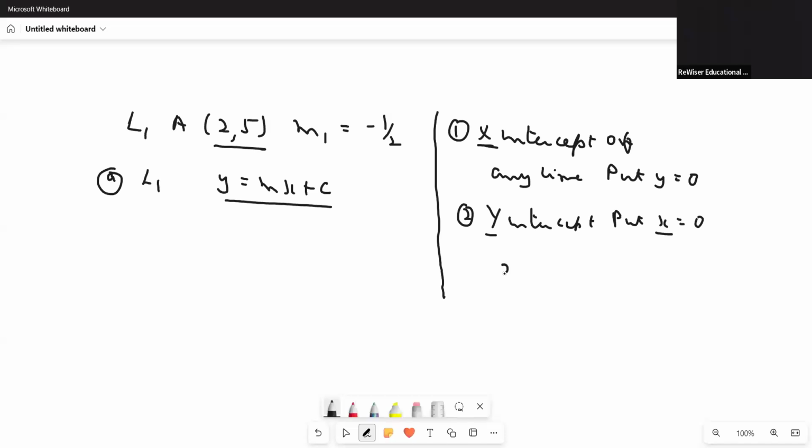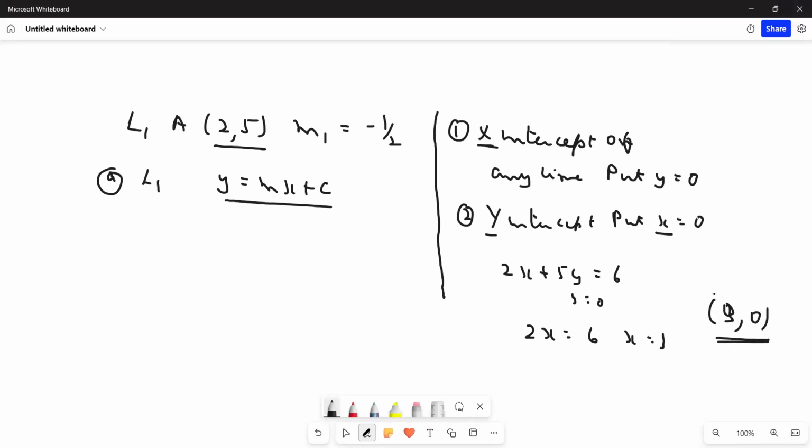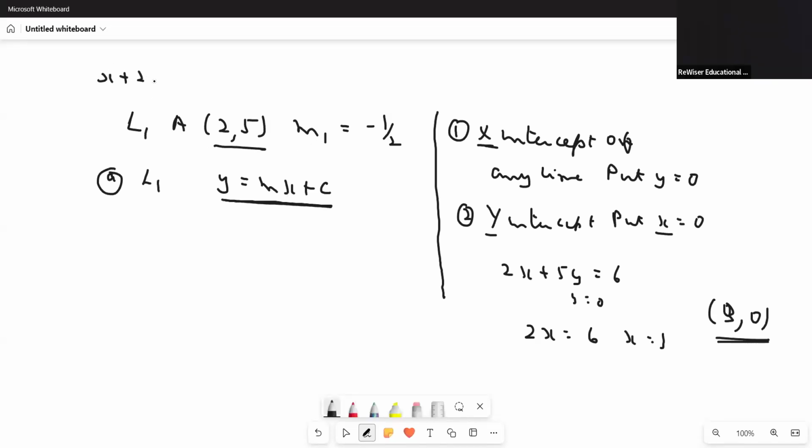Suppose I have a line 2x plus 5y equals 6. I ask you what is the x-intercept. Simply put y as 0, so 2x equals 6, x equals 3. So my x-intercept point is 3 comma 0. Understood, Valencia? So in this case, what did you get as an equation of a line? Is it x plus 2y is equal to 4? You said x plus 2y equals 4. Am I correct?